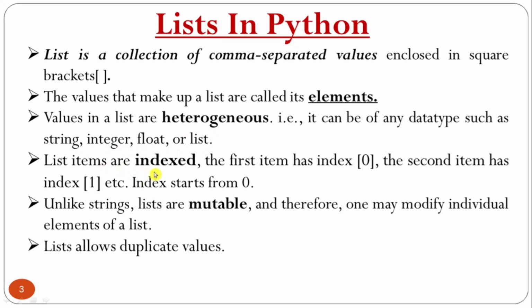The list items are indexed. Each item in the list will have an index. The first item has an index 0, the second item has an index 1, etc. The indexing starts from 0.